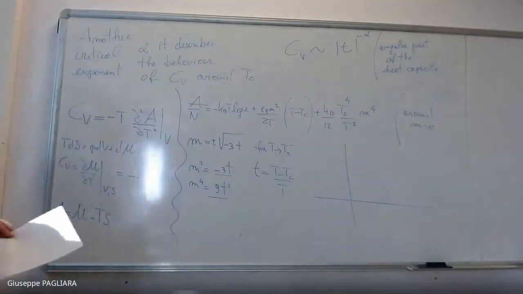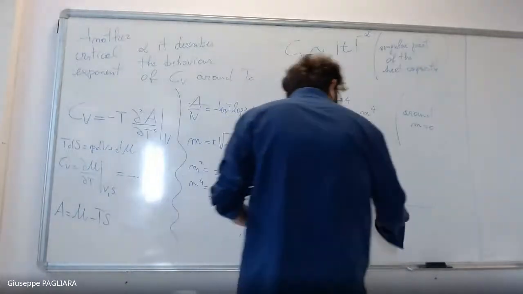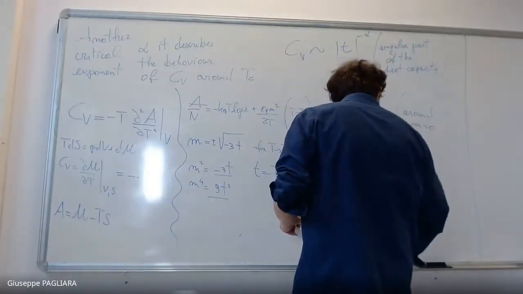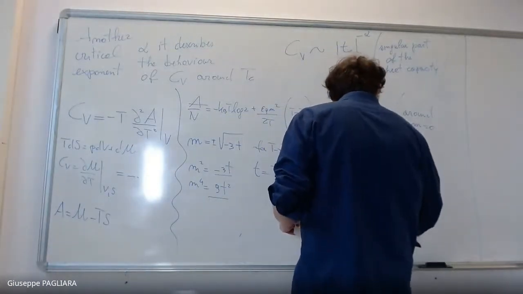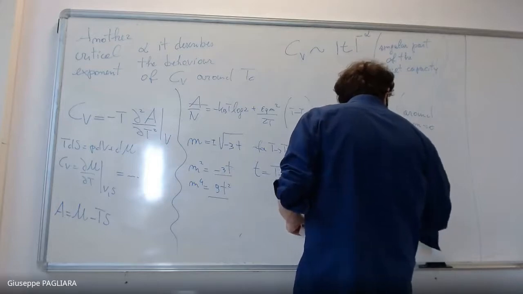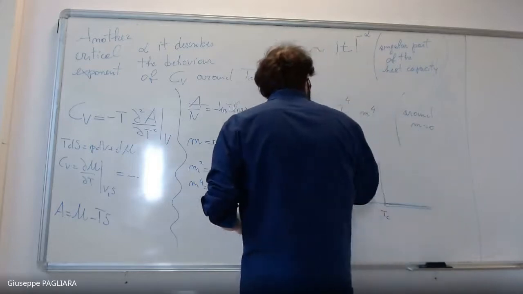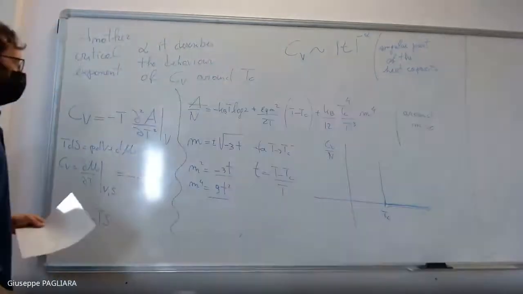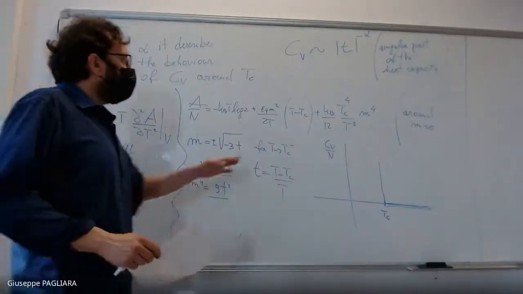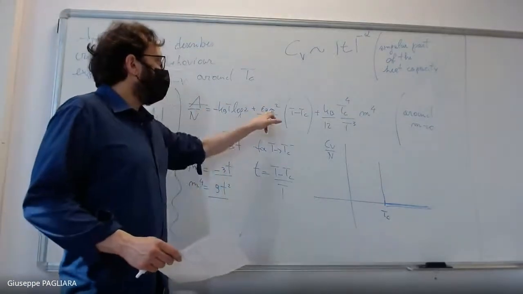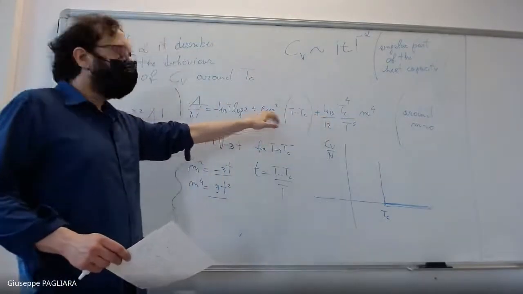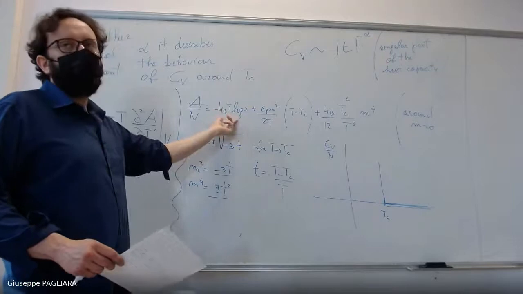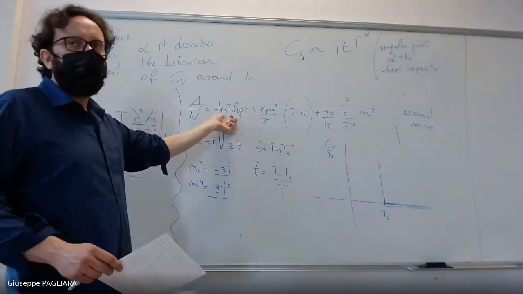For t larger than Tc, we have that the heat capacity per particle is equal to 0. Why is it equal to 0? Because here, for t larger than Tc, m is identically equal to 0. I just have this linear term, and if I do two derivatives, then I get 0. Okay.